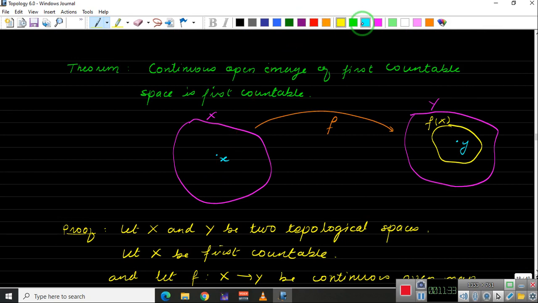Okay, this is how we have started. We have f(X), then we have a neighborhood of Y, that is U, then since it is open, we have a neighborhood of this, that is f inverse of U, and we have the collection of the sets which are contained inside. So this will have Bn naught, and this Bn naught will go here, and it will be f of Bn naught inside. So this is all about the continuous open image of a first countable space is first countable.